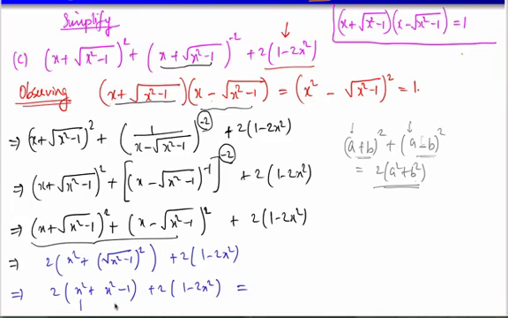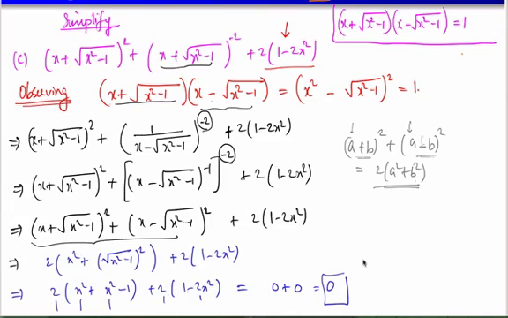How many x square are there here? 2x square into 2, that will become 4x square, and here we are getting 2 into minus 2x square, that is minus 4x square, that becomes 0x square. Constant terms, 2 into minus 1 is minus 2, 2 into 1 is 2, added we get 0. So in all the expression value is 0. So this is the final answer.